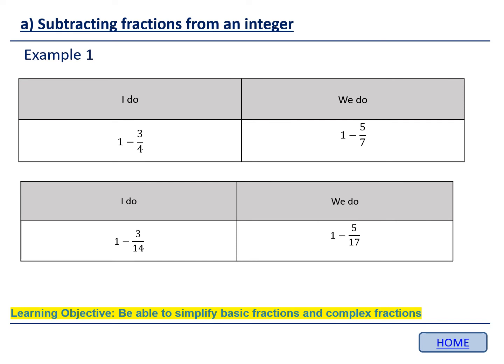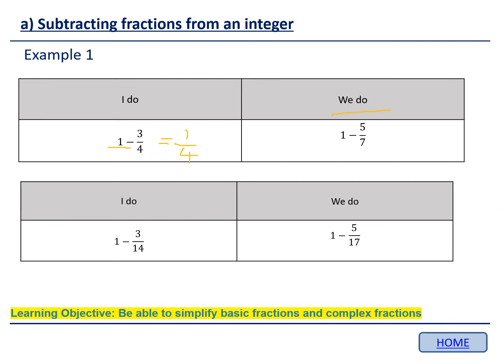Okay, so we've moved on to subtracting fractions from an integer. I might just change the colour up here to something different. So we've got our whole one integer, and it's asking us to take away 3/4. Well, 4/4 is going to equal a whole one. So if we take 3 away from those 4, that's going to leave us with 1/4 as our answer.